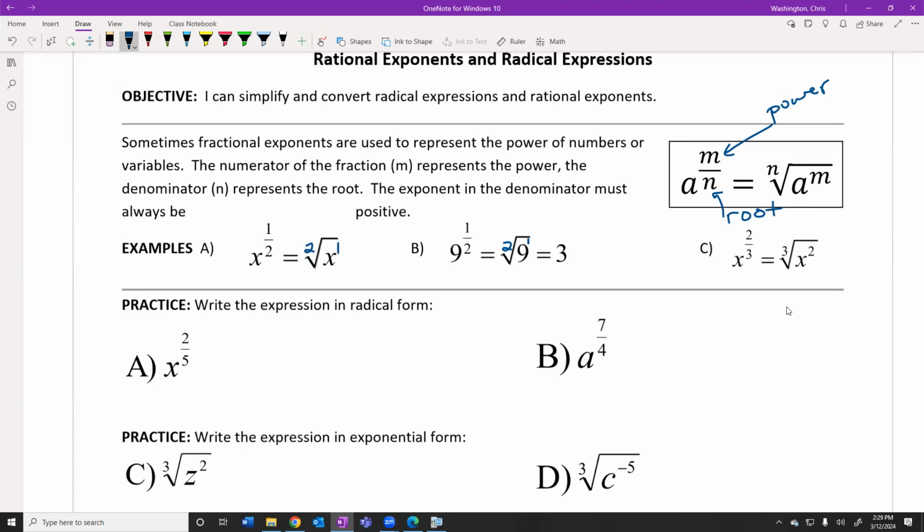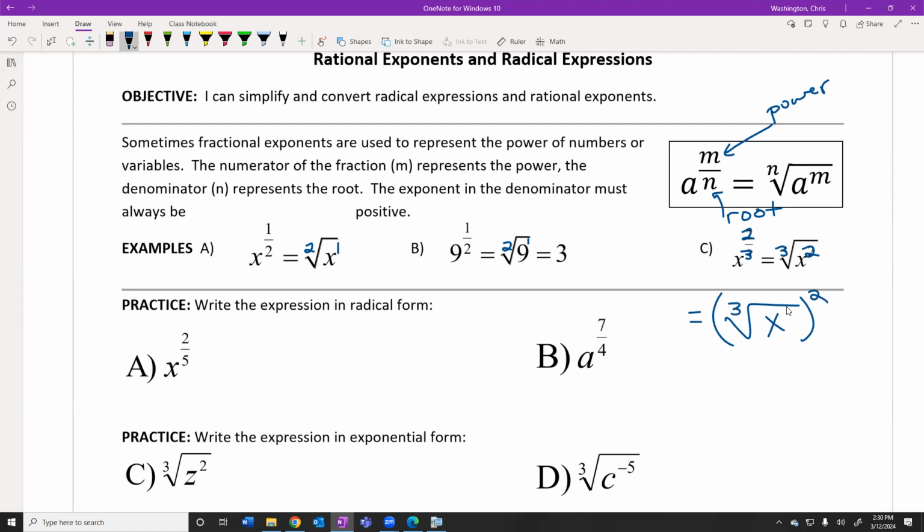So something like part C, x to the 2/3. The top number is the power, or the exponent. The bottom number, the 3, is the root. We can also write it this way. The x can be squared, or the entire expression can be squared. So the square can be outside the radical or inside the radical, and those two expressions are equal.